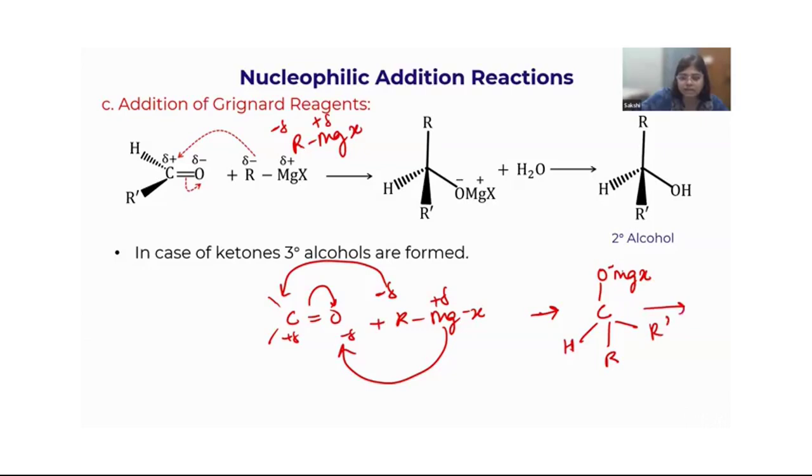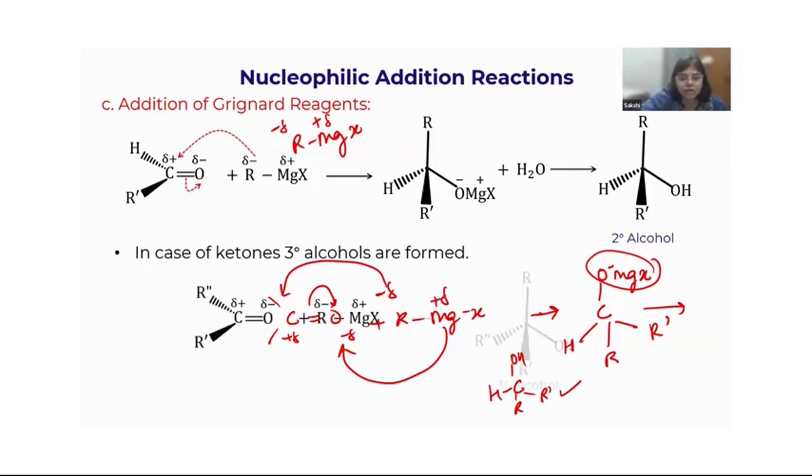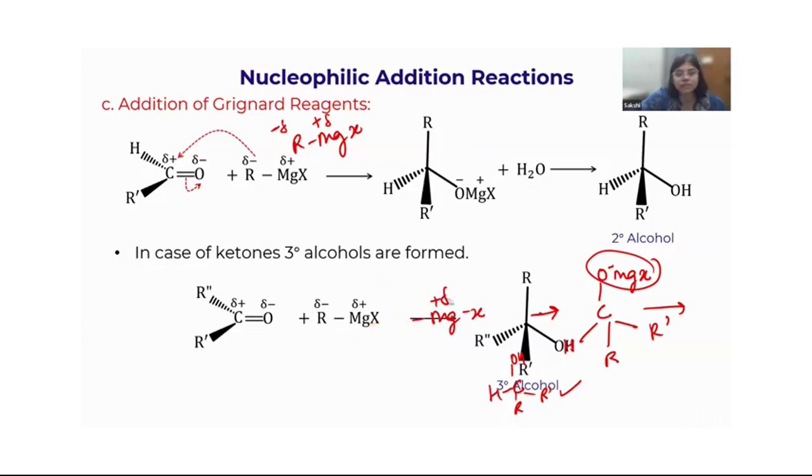Now, if you hydrolyze it, this part gets converted to an alcohol. Right. So we get CH, R, R dash, OH, right? So we get a secondary alcohol. So in case of an aldehyde, you're going to get a secondary alcohol. In case of ketones, a tertiary alcohol is formed. So this is a ketone. As you can see here, there are two alkyl groups, R and R dash attached, and we have RMgX, right? So a tertiary alcohol is formed over here.